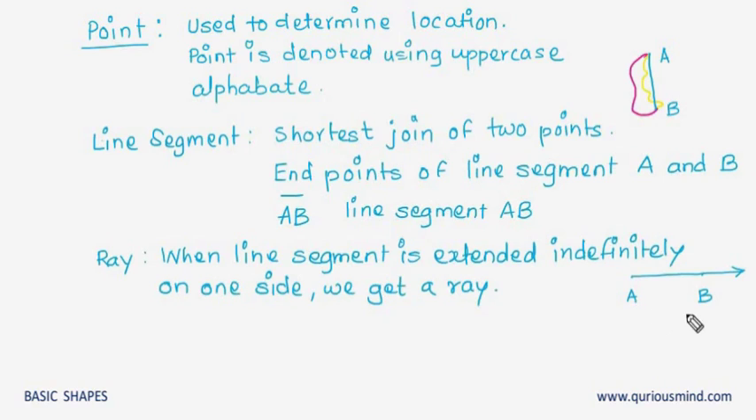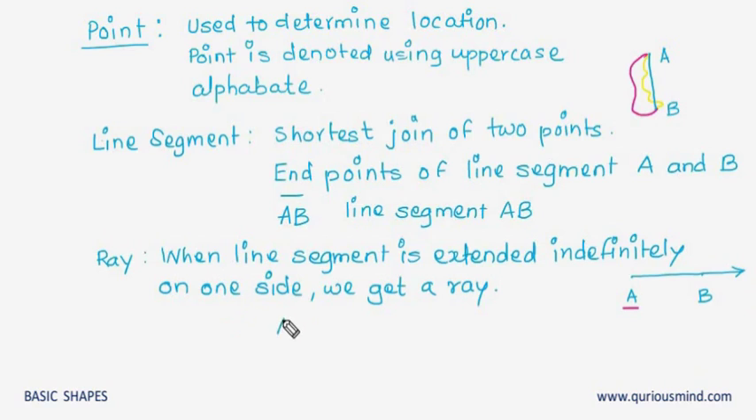In this case, point A of the ray is called its start point, because the ray is starting from here. There is no part of the ray on the left side of A. The entire ray is on the right hand side of A, and it is getting extended on that side. So A is the start point, and B is any point on this ray. It may be here, it may be here, it may be here. Any point on the ray. And in this case, we call this ray AB.